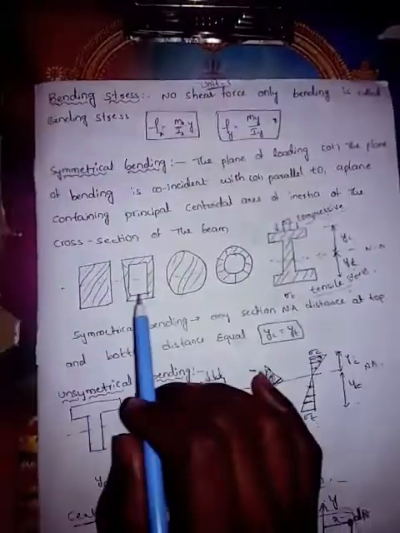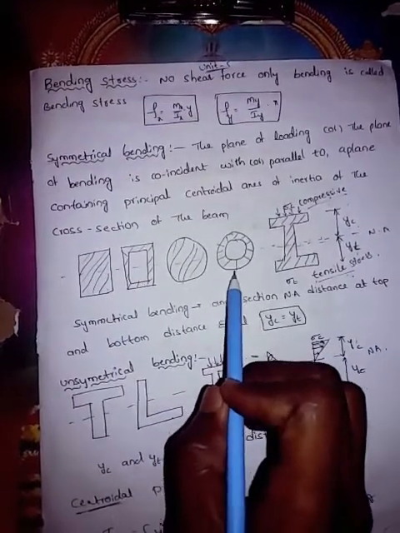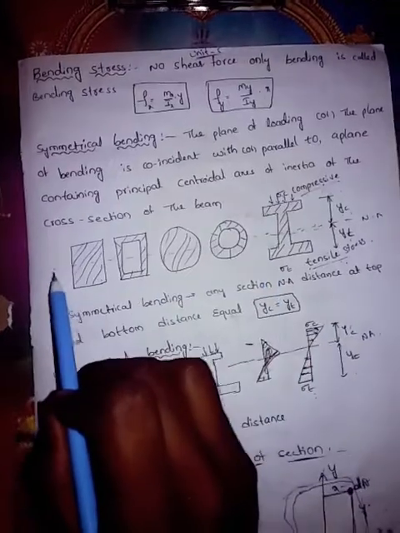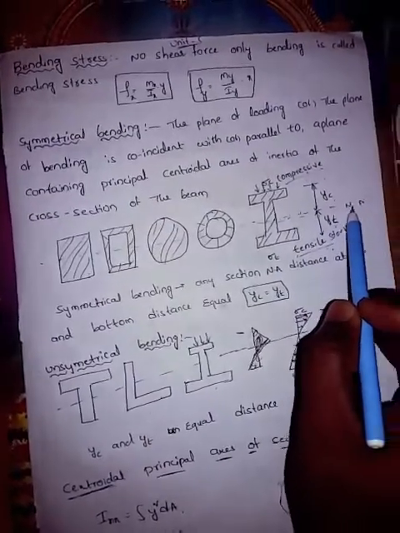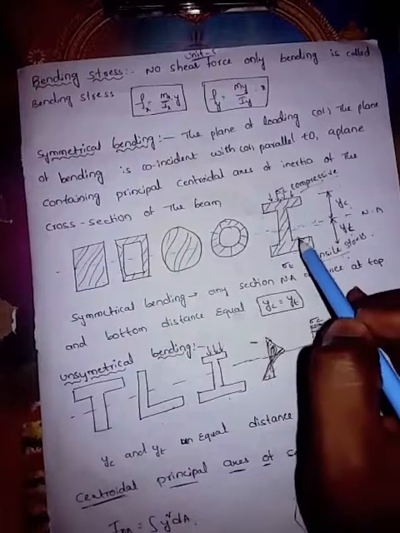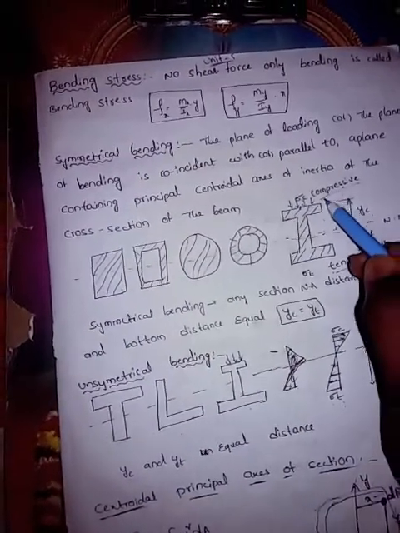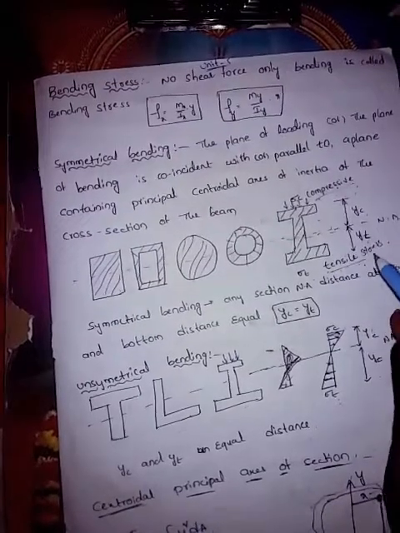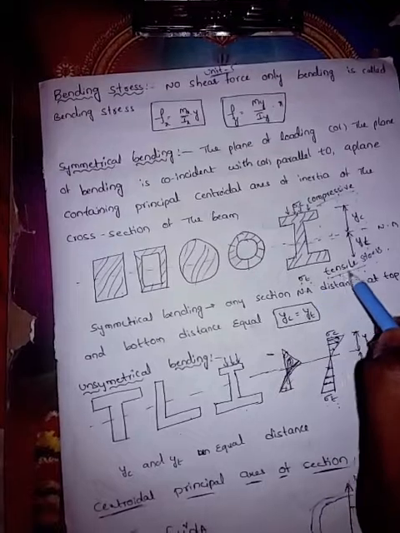Next we explain symmetrical bending. Here the diagrams show a rectangular, hollow rectangular, circle, hollow circle and I section. In all sections, the central line is the neutral axis. NA means neutral axis. We apply a compressive load to the section and it is bent. The top is under compression and the bottom involves tension. Sigma C is the compressive stress, sigma T is the tensile stress.